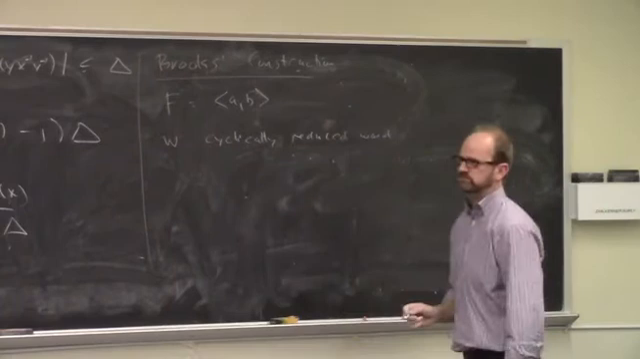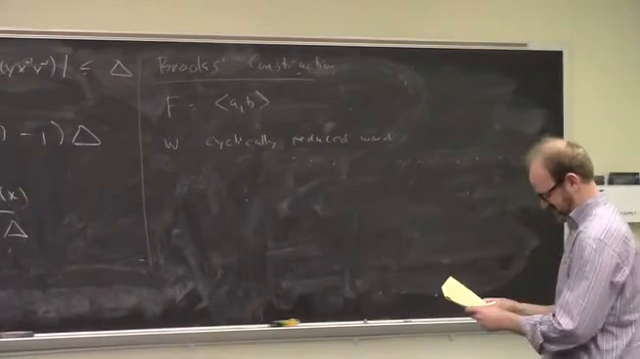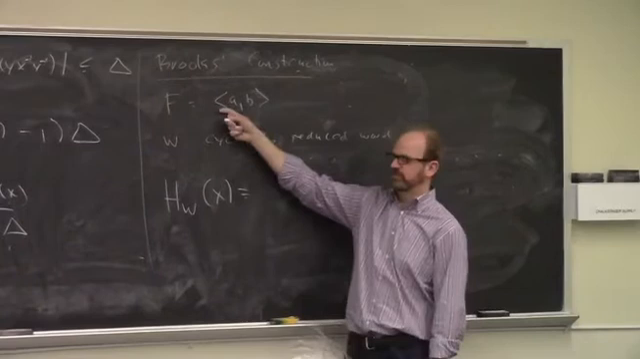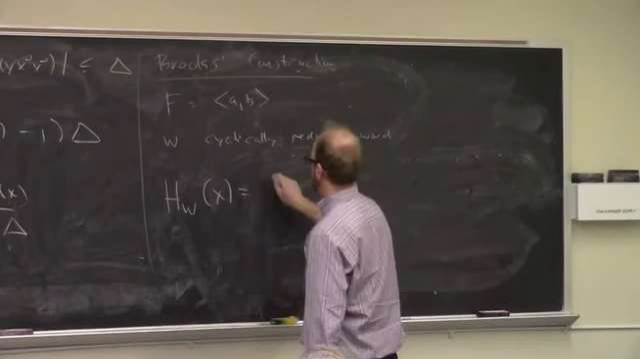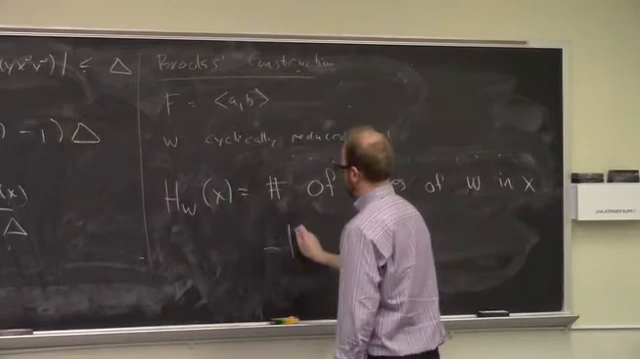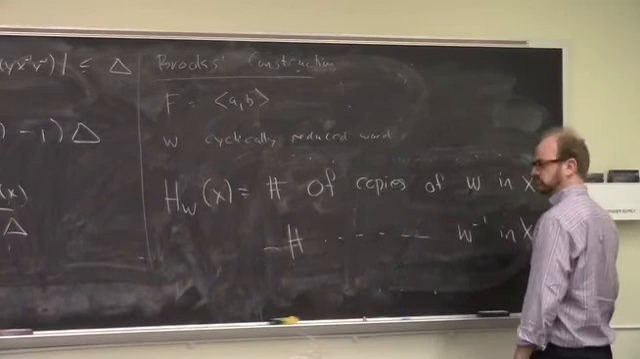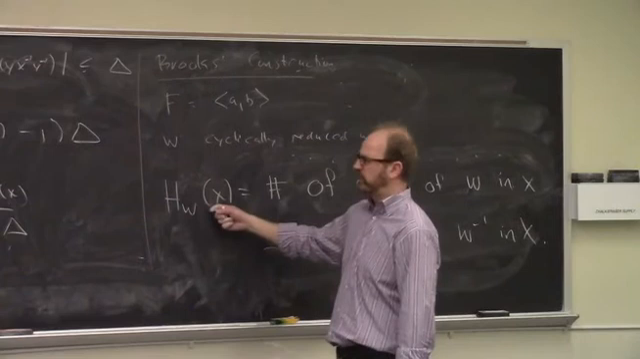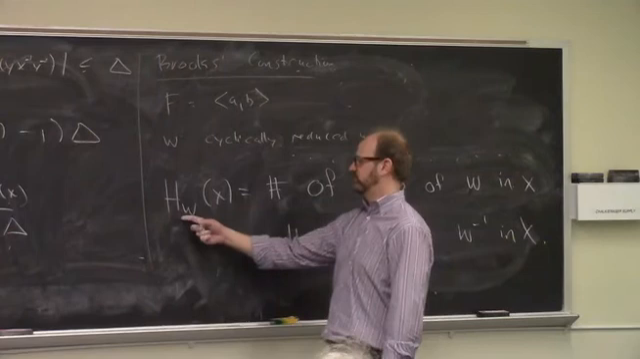Can you go back to the larger handwriting? Oh, okay, yes. So we take some cyclically reduced word, and then I'm going to define a quasimorphism that depends on W. I take x, some element of the free group, and I count the number of copies of W in x, and then I subtract from it the number of copies of W inverse in x. I take this element of the free group, make sure it's a reduced word, see how many times W appears, count those up, then look at how many times W inverse appears, count those up, and subtract.